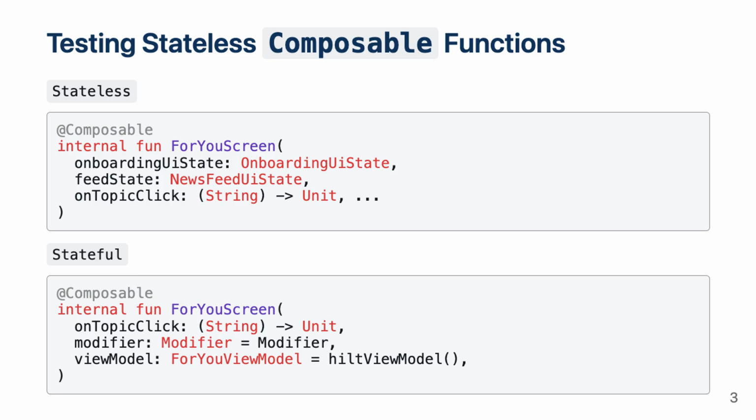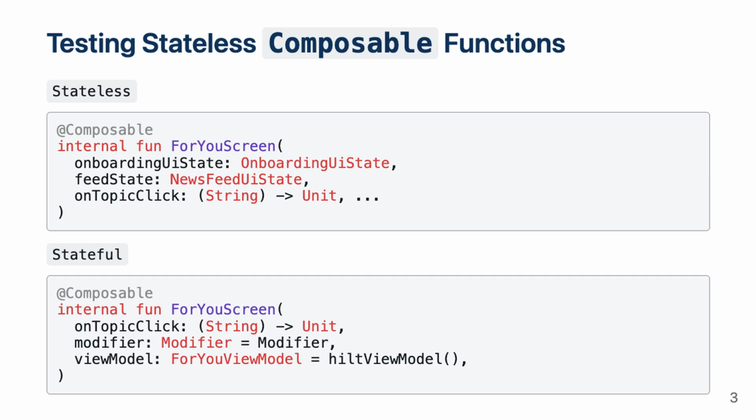First, let's talk about testing stateless composable functions. Here's an example from the For You screen. There are two types of composable functions in the For You screen. The first type is a composable function that receives UI state as an argument. This function only specifies the UI state and doesn't hold any internal state. We call these functions stateless.